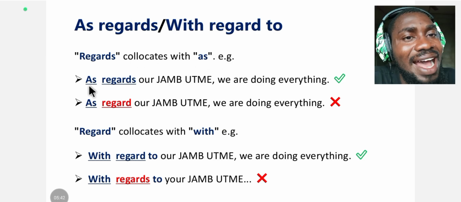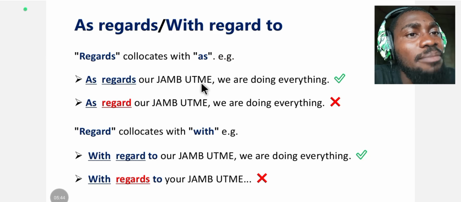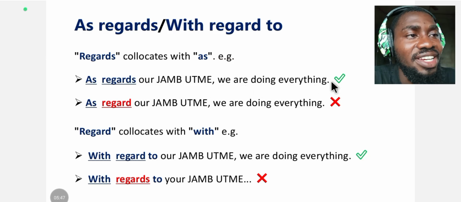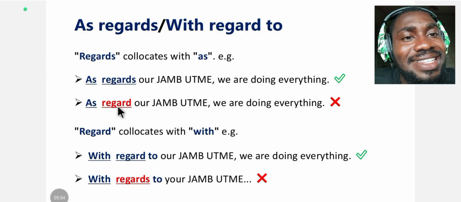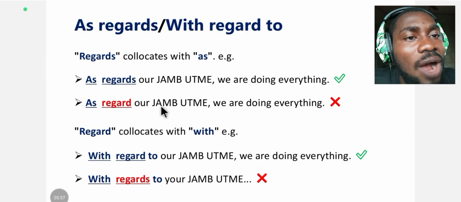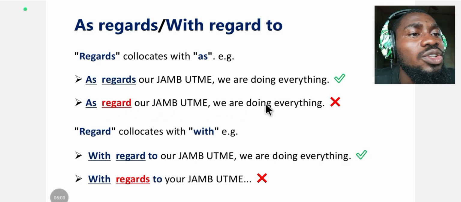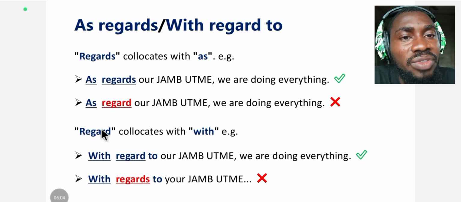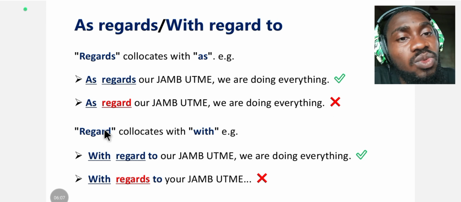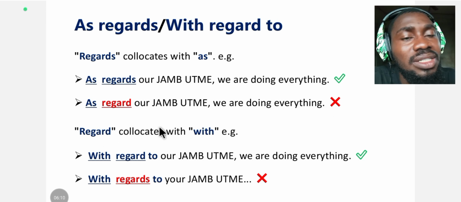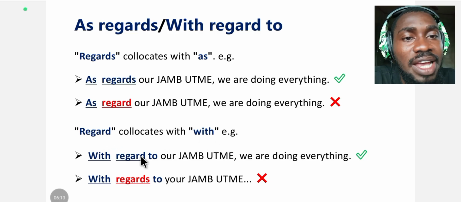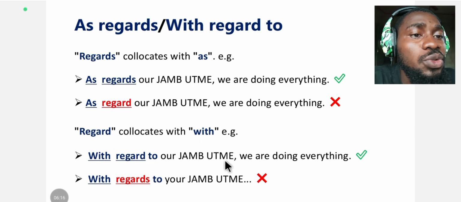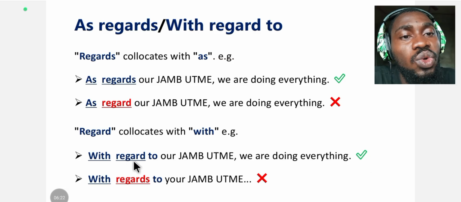For example, as regards our JAMB UTME, we are doing everything. Correct. As collocates with regards. The next example here, as regard, no s now, our JAMB UTME, we are doing everything. Wrong. Regard collocates with what? With. For example, with regard to our JAMB UTME, we are doing everything. Correct. With collocates with regard.